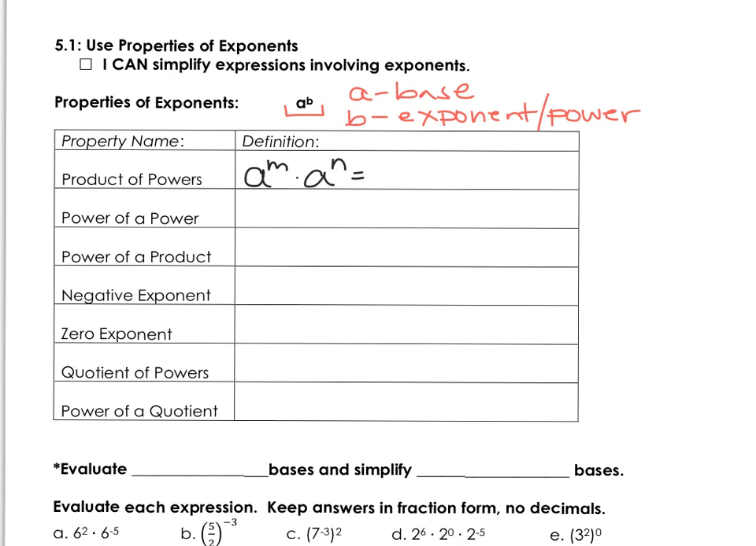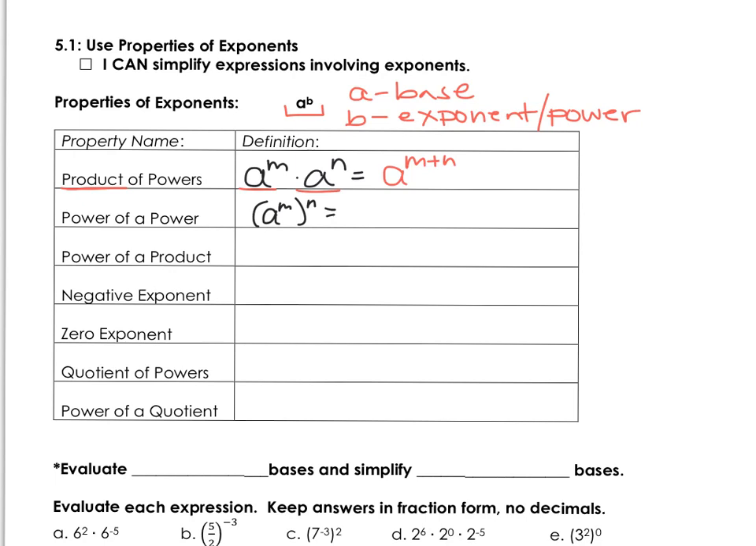Our first property is product of powers. Product meaning you're multiplying the bases, and then we'll figure out how we simplify the powers. When you multiply bases that are the same, you actually add the exponents together. And that's how you would condense it down to just one base. That's simplifying with a product of powers.